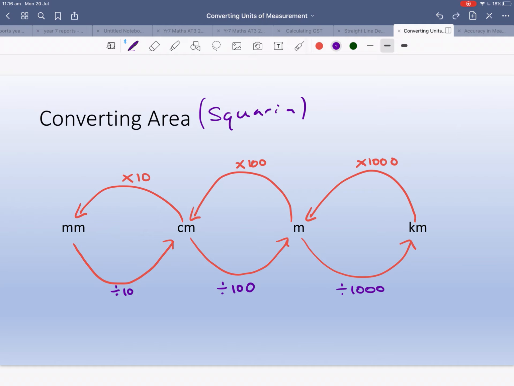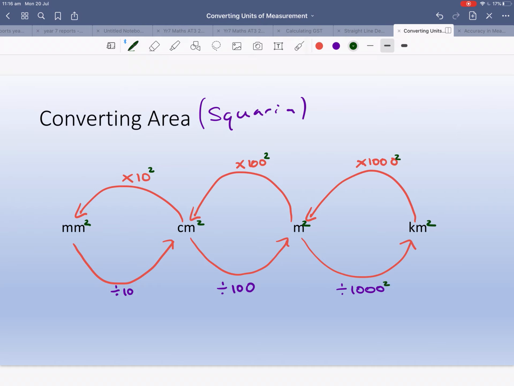I'm going to use a different color. I'm going to use green. Which means one major difference. We're not going to multiply by 10. We're going to multiply by 10 squared. We're not going to multiply by 100. We're going to multiply by 100 squared. We're not going to multiply by 1,000. We're going to multiply by 1,000 squared. So a larger number, much bigger number.